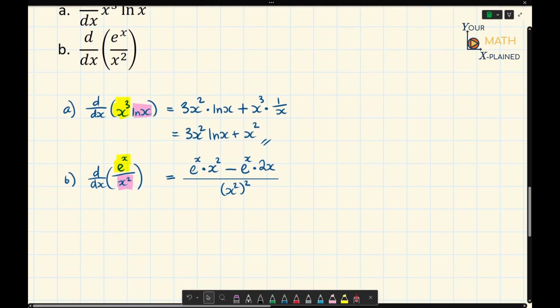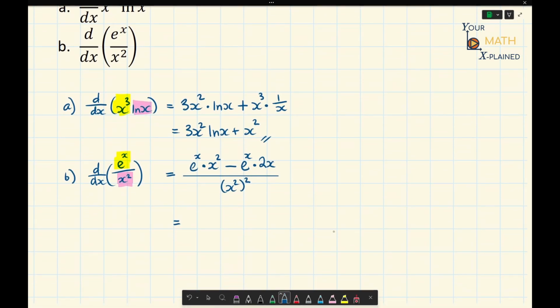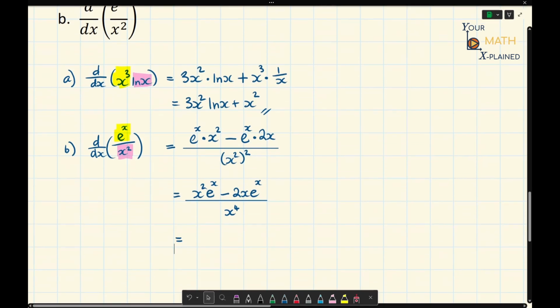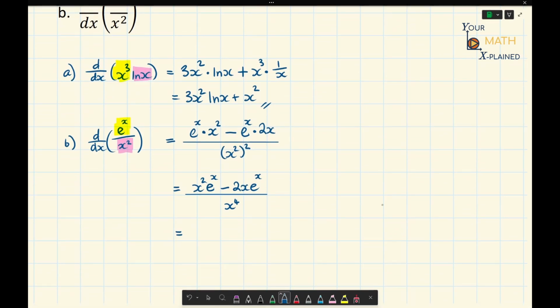And now we're just going to simplify this a little bit. So this is equal to x squared times e to the x minus 2x times e to the x. And this is going to be over x to the power of 4. And since we can factor out an x from the top and cancel it out with one of the x's on the bottom, we can simplify this a little further, and this becomes x times e to the x minus 2 times e to the x over x to the power of 3.